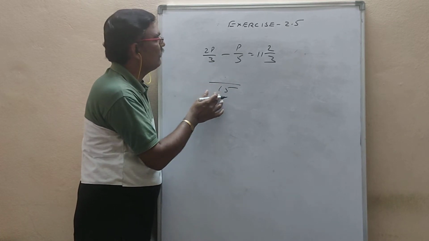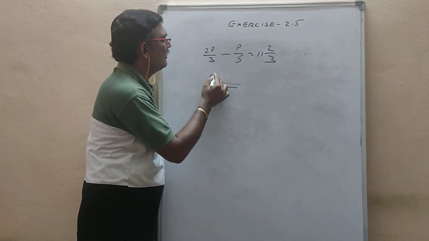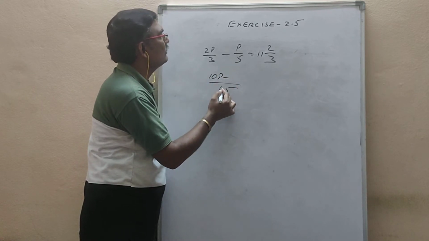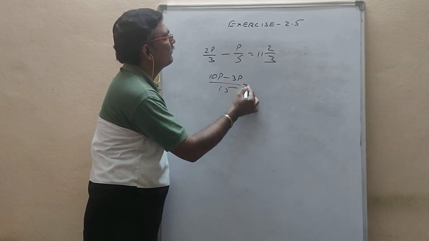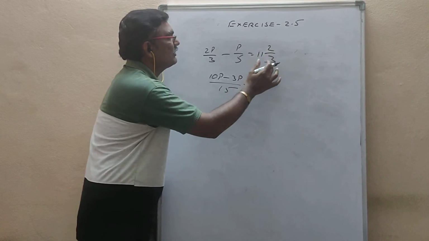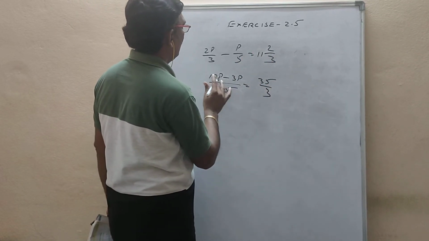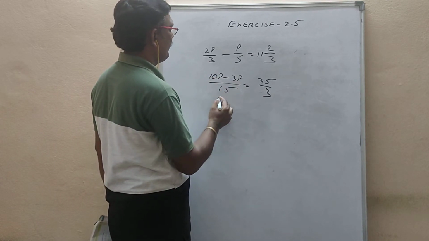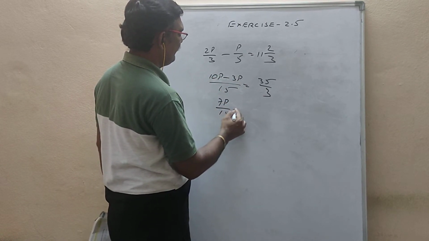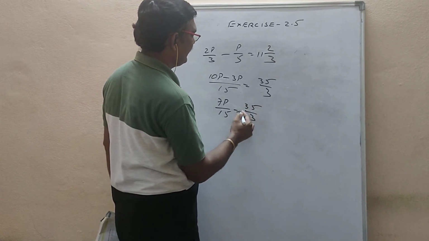3 how many times will go? 5 times. 5 into 2p is 10p. 5 how many times will go? 3 times, 3p. This is a mixed fraction. Convert 3 11s to 33 plus 2, 35 by 3. From 10p, subtract 3p, you are getting 7p by 15 is equal to 35 by 3.